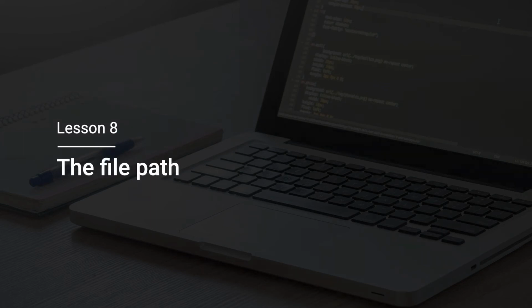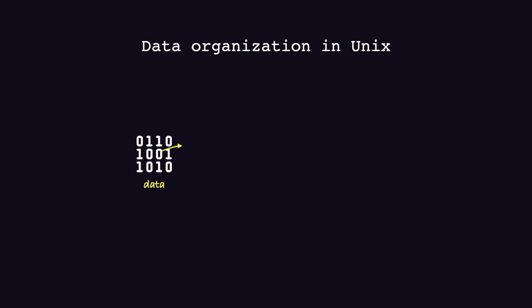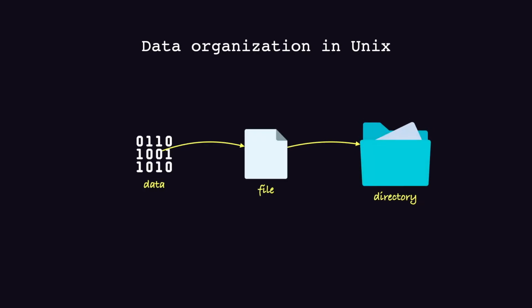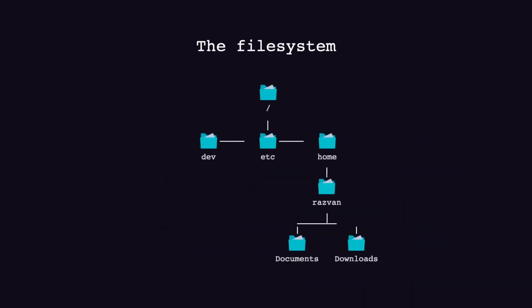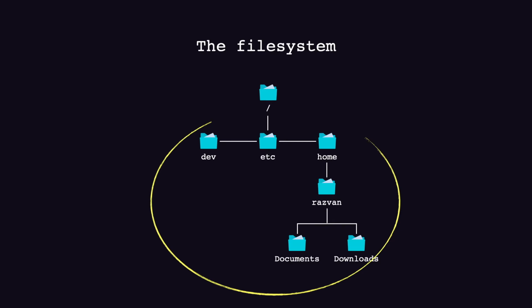In Unix-like operating systems, all data is organized into files and all files are organized into directories. These directories are arranged in a tree-like hierarchical structure called the file system. The very first directory of the file system is called the root directory, as it is the one containing the entire tree of subdirectories and files of your computer.